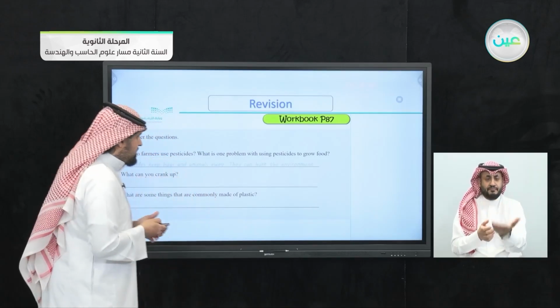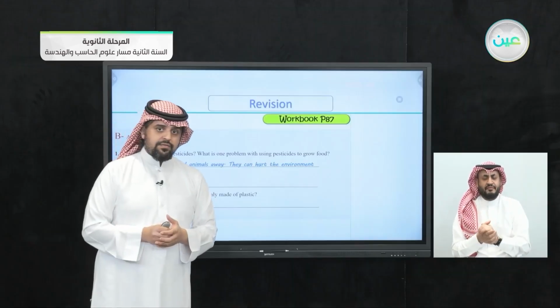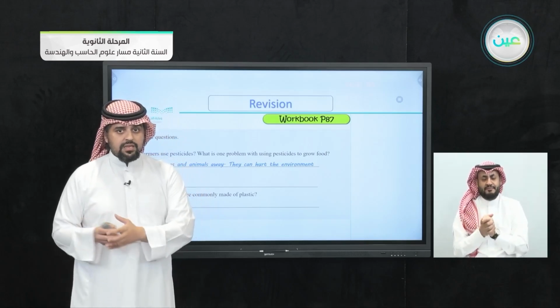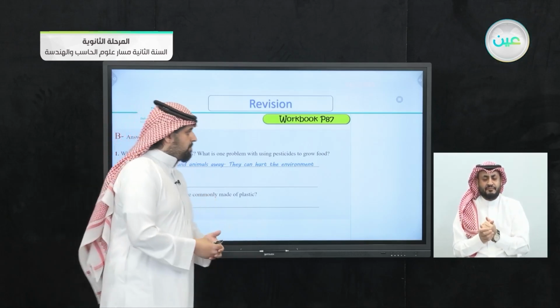Okay, let's check the answer here together. Pesticides keep bugs and animals away. This is, of course, why farmers use pesticides, to keep bugs and animals away. And one problem, they can hurt the environment. Of course, pesticides are harmful to the environment, but farmers have to use them to keep the bugs and some animals away from the crop.